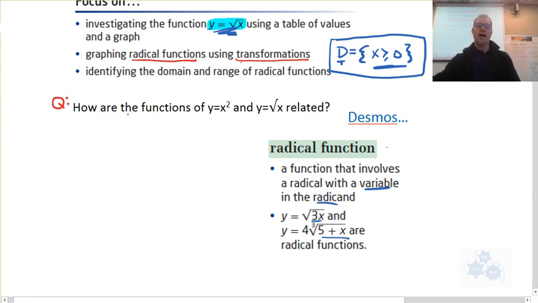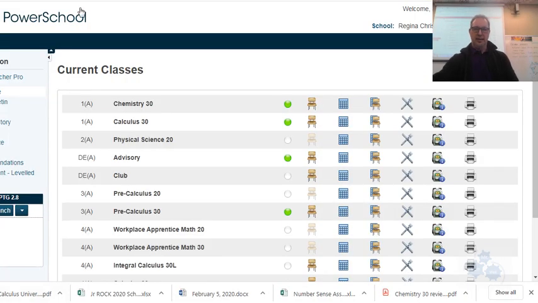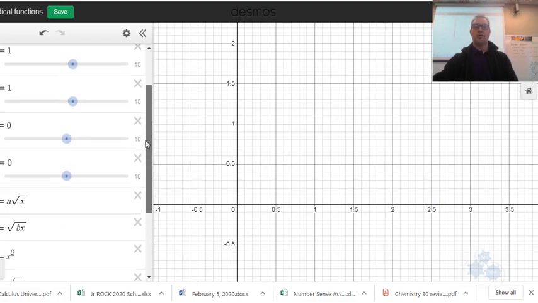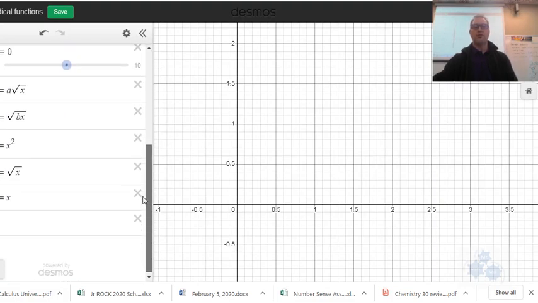All right, so question number one. How are the functions of y equals x squared and y equals the square root of x related? And for this, I'm just going to flip over to Desmos here. Where's my Desmos? Up over here. All right. Okay, so in Desmos, and again, you don't have to copy this down. You don't have to. You can just watch.